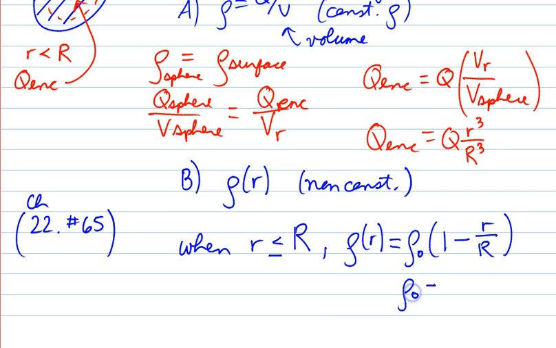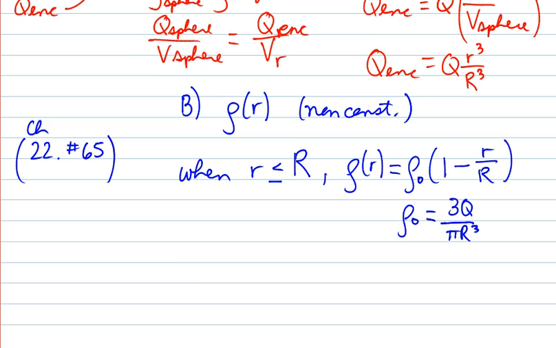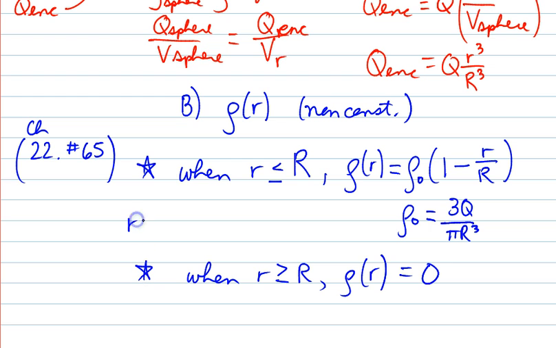And we're given rho naught is 3Q over pi R cubed. And when r is greater than or equal to R, our charge distribution is simply equal to 0. So one question that I thought about when I first looked at this problem is, how can you have simultaneously that the charge distribution is equal to something right here, and it's also equal to 0? I'm talking about the point when r is equal to big R.